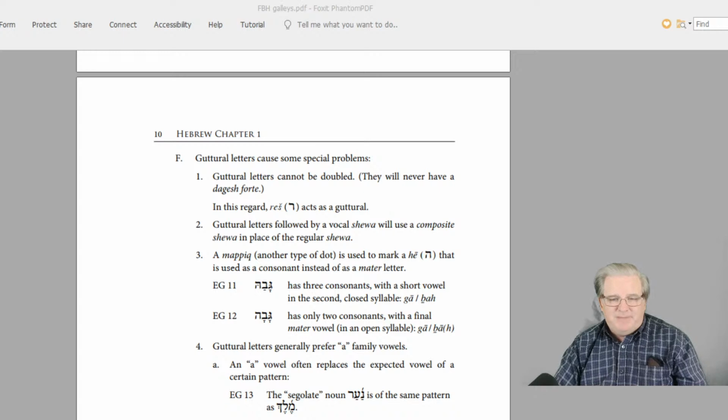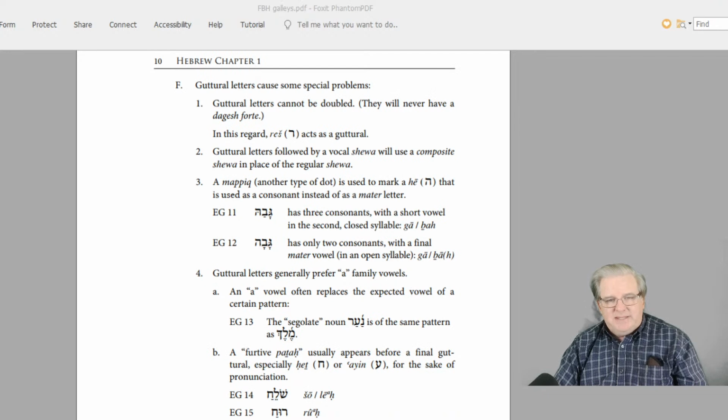And I skipped over this mappiq thing. I have my reasons. The mappiq thing is another kind of a dot. Why couldn't they come up with more marks? I don't know. I think there's another dot yet to go. Yeah. No. I've forgotten. The mappiq is another dot. It marks a hey that is used as a consonant instead of a vowel letter. See, sometimes words that end in hey aren't a vowel. And boy, you want to talk about confusion. So the Masoretes said, we need to put a dot in these heys that are consonants and not vowels. And that's examples 11 and 12.